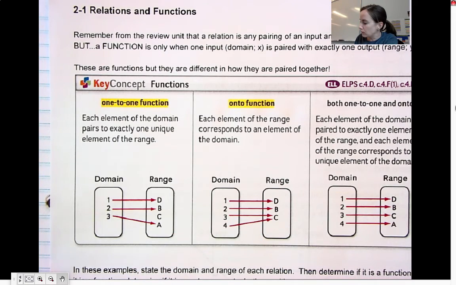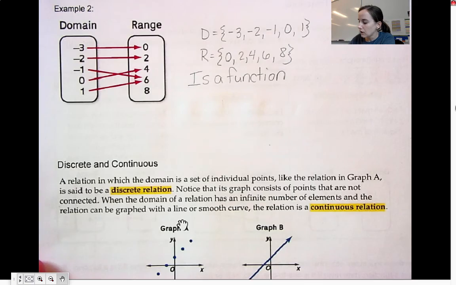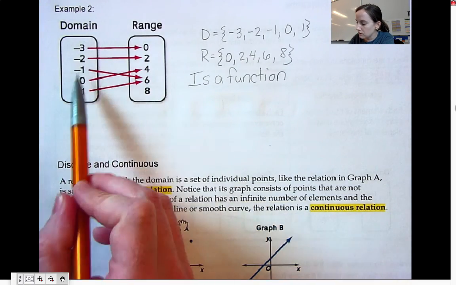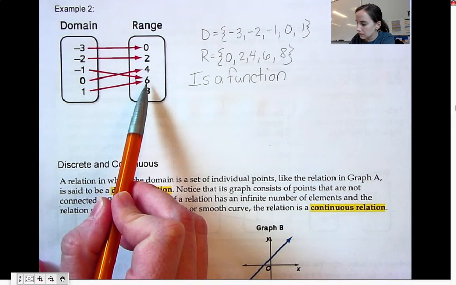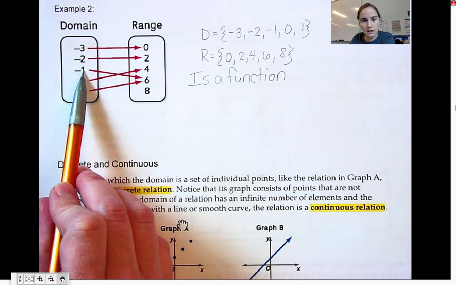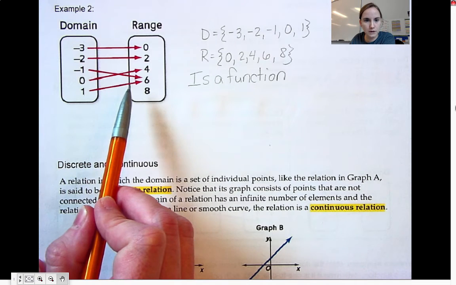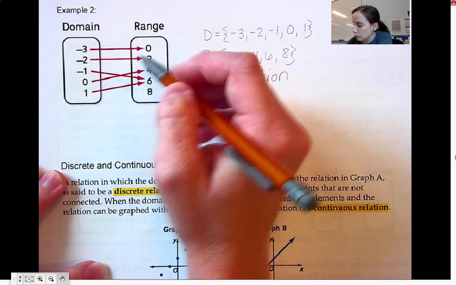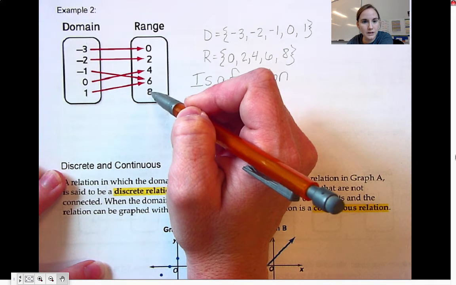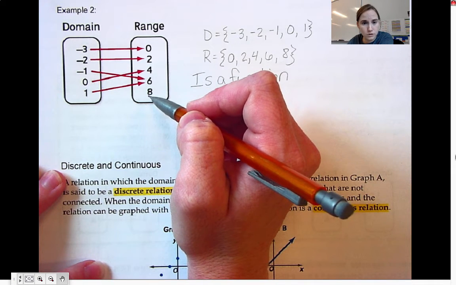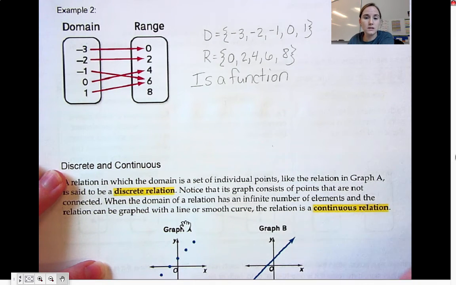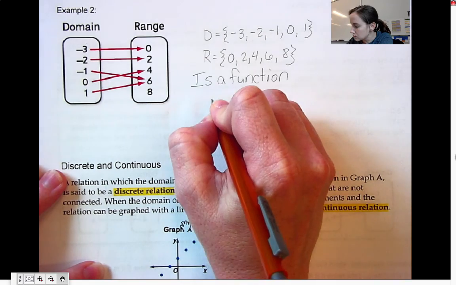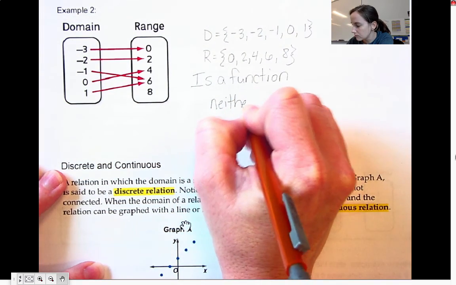So if we look here, the -3 goes to 0, that's fine, but we look at 6, and even though it is a function, -1 has 6 and 1 is paired with 6, they're sharing that 6, so it's not one-to-one. As we look at the range, not all of the range values are being used, so it's not onto. So it's neither. Even though it's a function, it cannot be classified as one-to-one or onto. So this one is also neither.